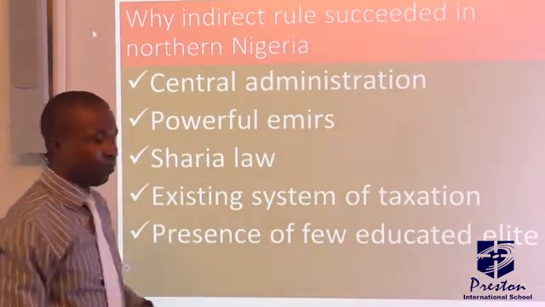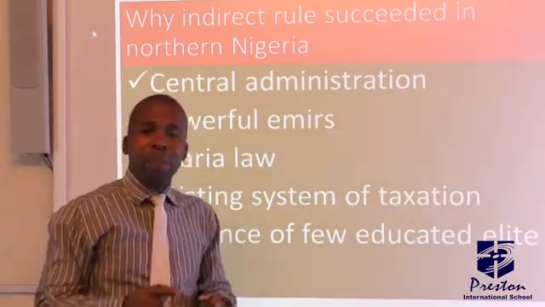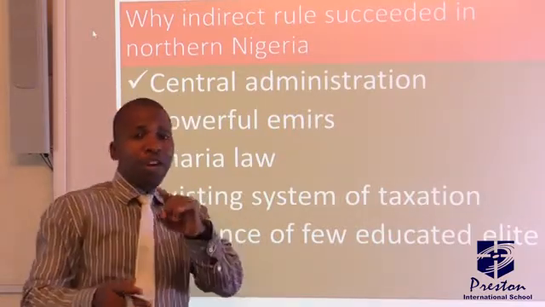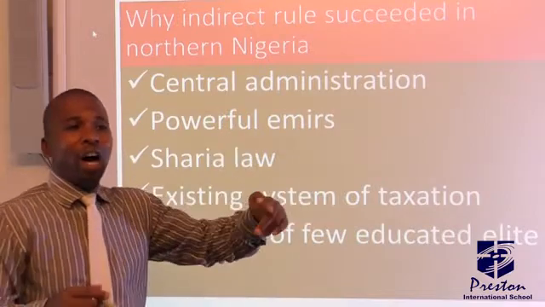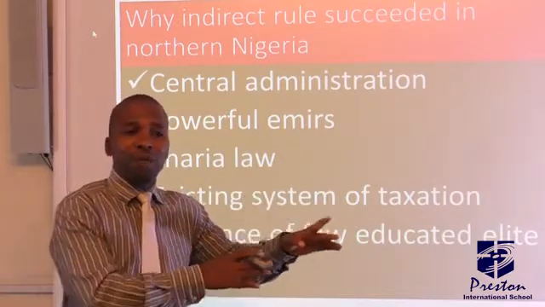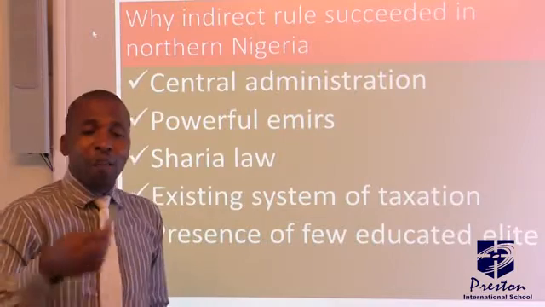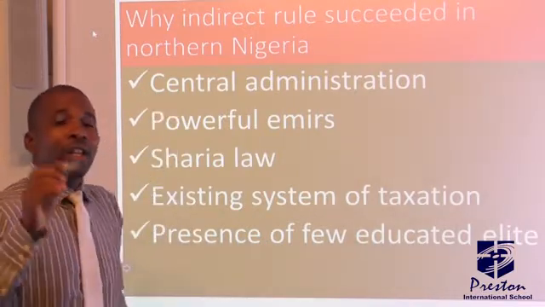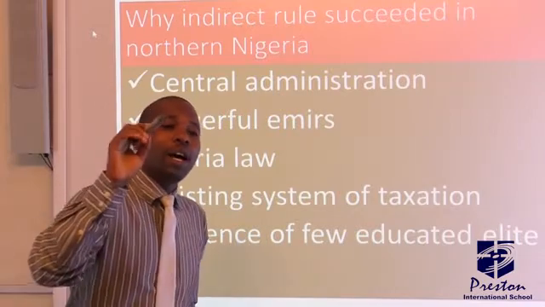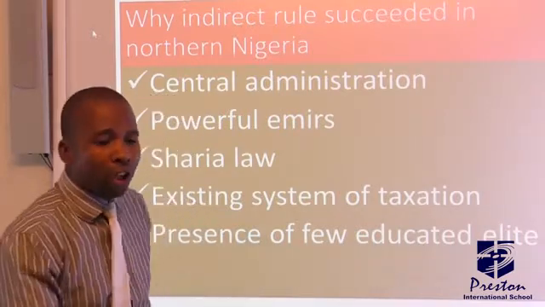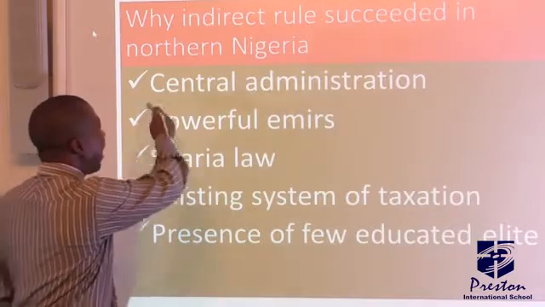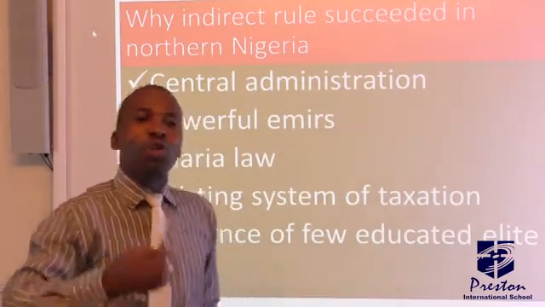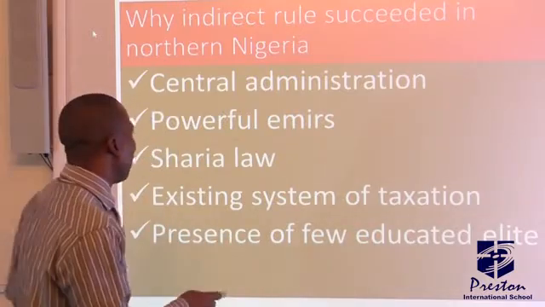Centralized administration. In northern part of Nigeria, the system of government was a centralized one. Mind you, when we were looking at pre-colonial administration in northern part of Nigeria, I told you that they practiced monarchical and theocratic system of government, in which their rules and regulations could not be questioned. So the centralized administration made it possible for indirect rule to thrive in northern part of Nigeria.